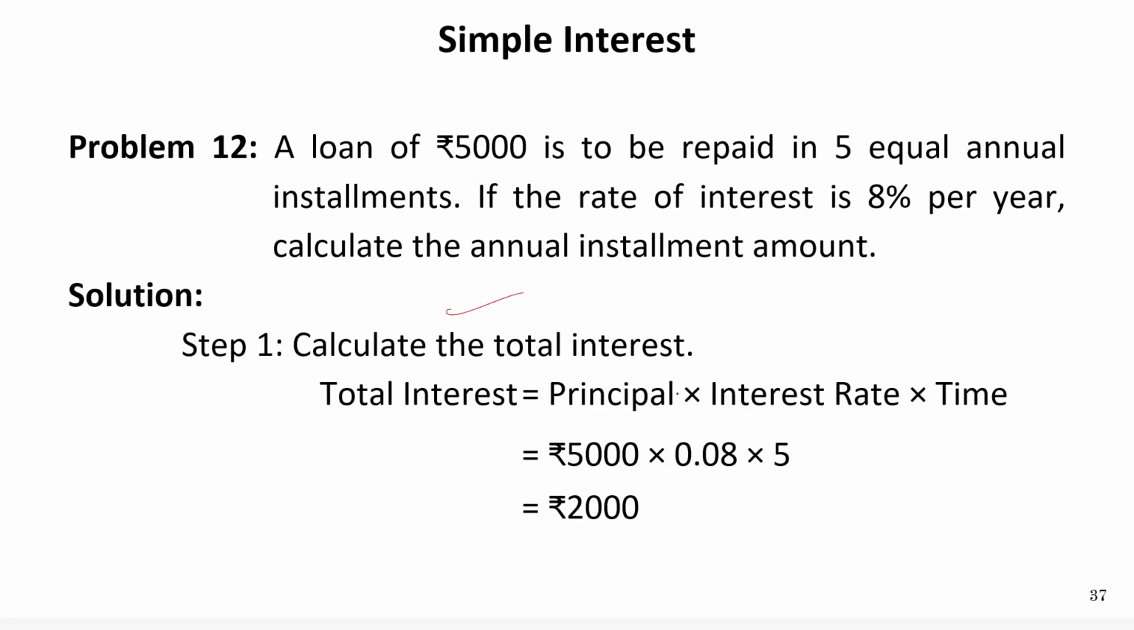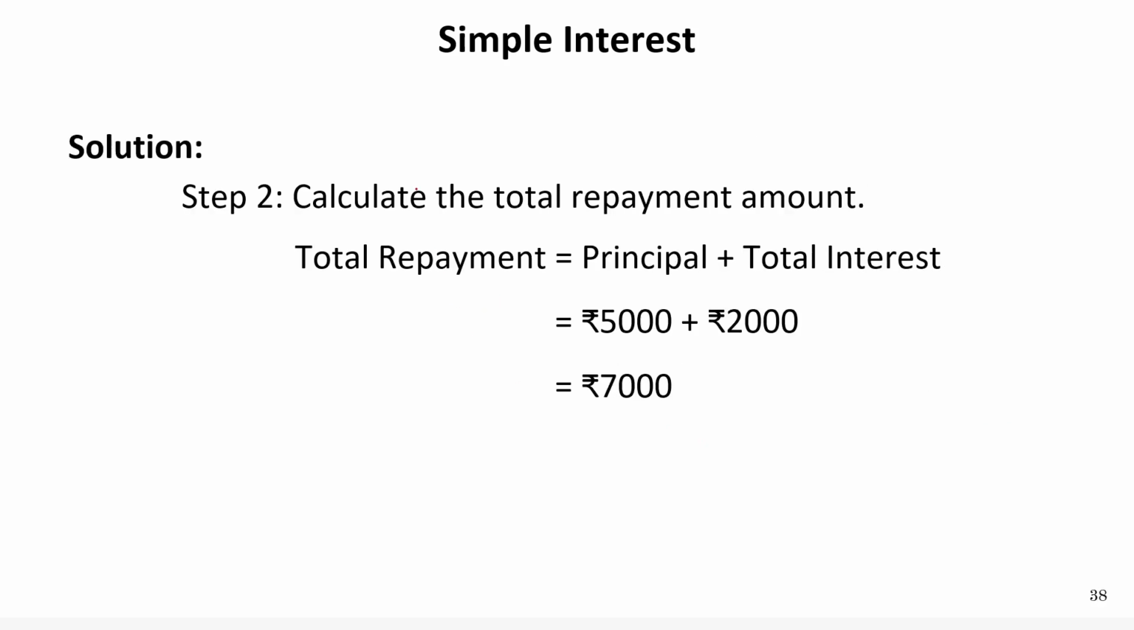So calculating the total interest is equal to what? Principal into interest rate into time. Here the interest rate is in decimal form, that's why we didn't divide it by 100. So 5000 into 5 is equal to 25000, whole into 0.08 is equal to what? 2000. Okay, so calculating the total repayment amount is equal to principal plus total interest.